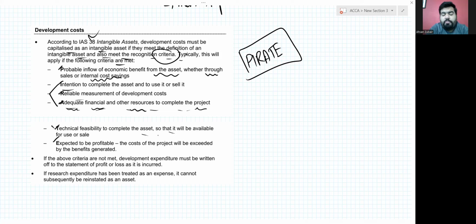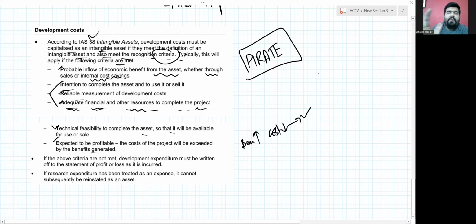After that, expected to be profitable. That last point is basically interlinked with the first point, which was probable inflow of future economic benefit. Again, expected to be profitable means the cost of the project will be exceeded by the benefit generated. If your benefit is more and cost is less, then it's okay. You will never do a development where the cost is more and the benefit is less, because whenever you do something, you do a cost benefit analysis.